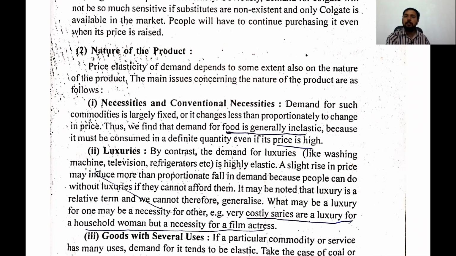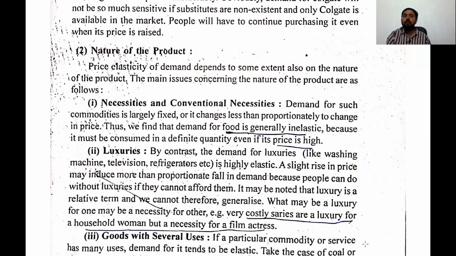By contrast, the demand for luxurious goods, like washing machine, television, refrigerator, etc., is highly elastic. A slight rise in price may induce a more than proportional fall in demand because people can do without luxuries if they cannot afford them. It may be noted that luxury is a relative term and we cannot therefore generalize. What may be luxury for one may be necessary for other. For example, very costly saris are a luxury for a household woman, but necessary for a film actress.